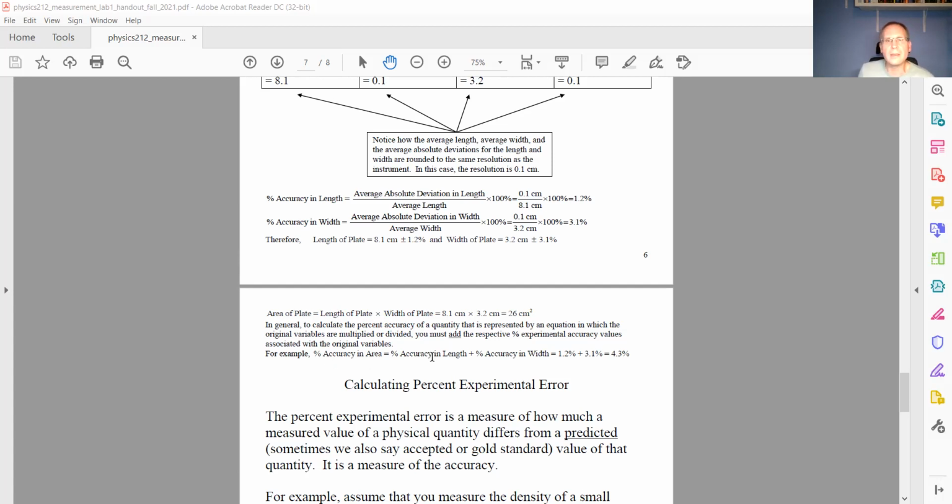So for example, in this case, we know the accuracy for length was 1.2%. We know the accuracy for width was 3.1%. Since area involves multiplying length times width, if I want to find the percent experimental accuracy for area, I simply add the percent experimental accuracy for length plus the percent experimental accuracy for width. So it would be 1.2% plus 3.1%. That gives me 4.3%. So that would be the accuracy for the area of this rectangular object, right? And that's always going to be the case. Whenever you have a formula that involves multiplying or dividing variables, and you want to find the percent experimental accuracy of this dependent variable, you have to add the respective percent experimental accuracies.